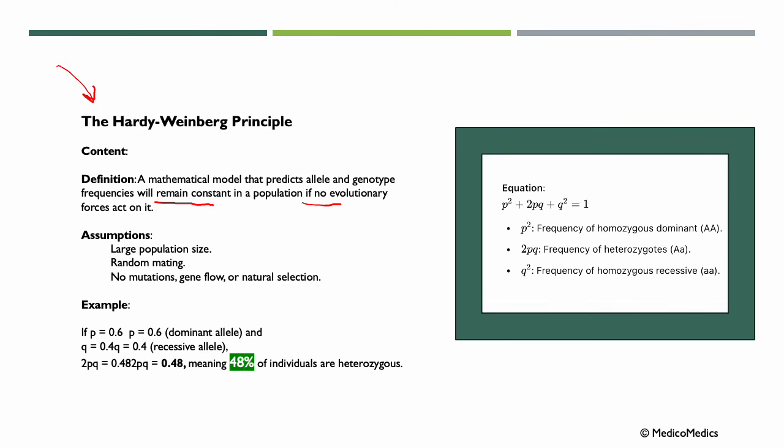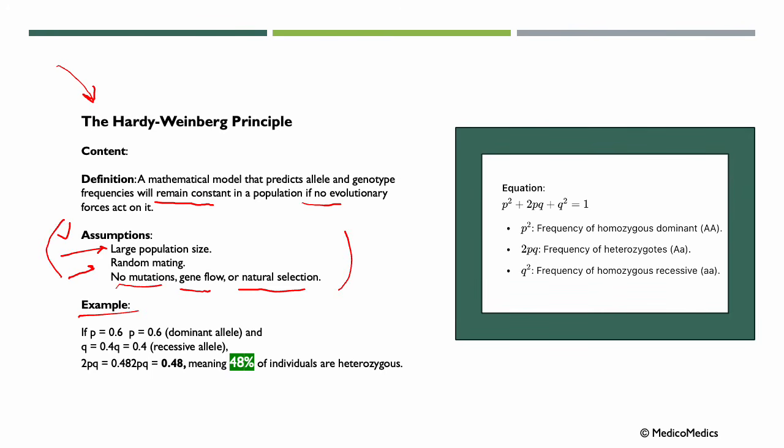Now, for a population to be in this Hardy-Weinberg equilibrium, some conditions must be met. So we make these assumptions. First, large population size, so this minimizes genetic drift. Then we have random mating, so no preferences for specific traits. Then we have no mutations, so no new alleles introduced. No gene flow, meaning no migration in or out. And no natural selection, so no allele has a reproductive advantage or a survival advantage. So these are the basic assumptions.